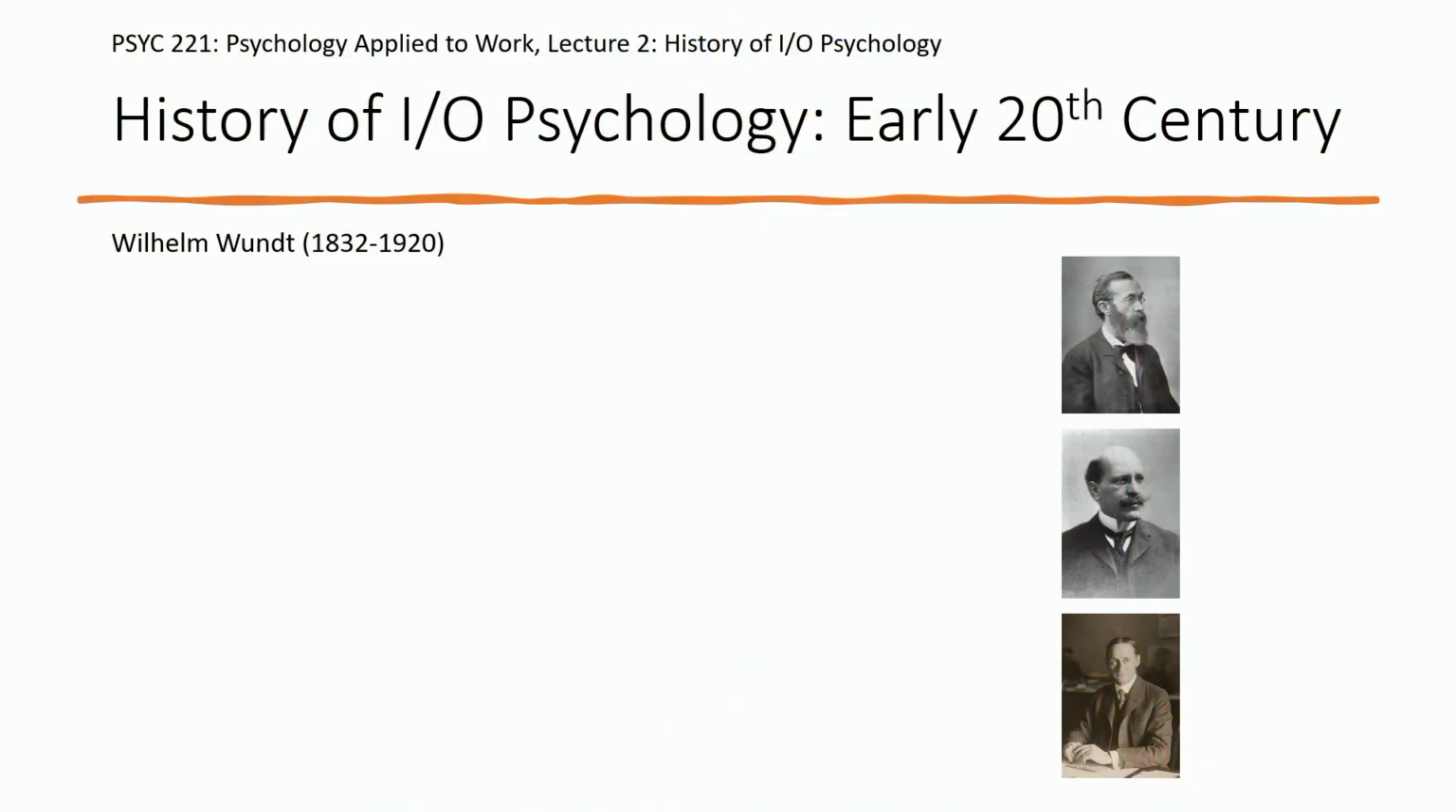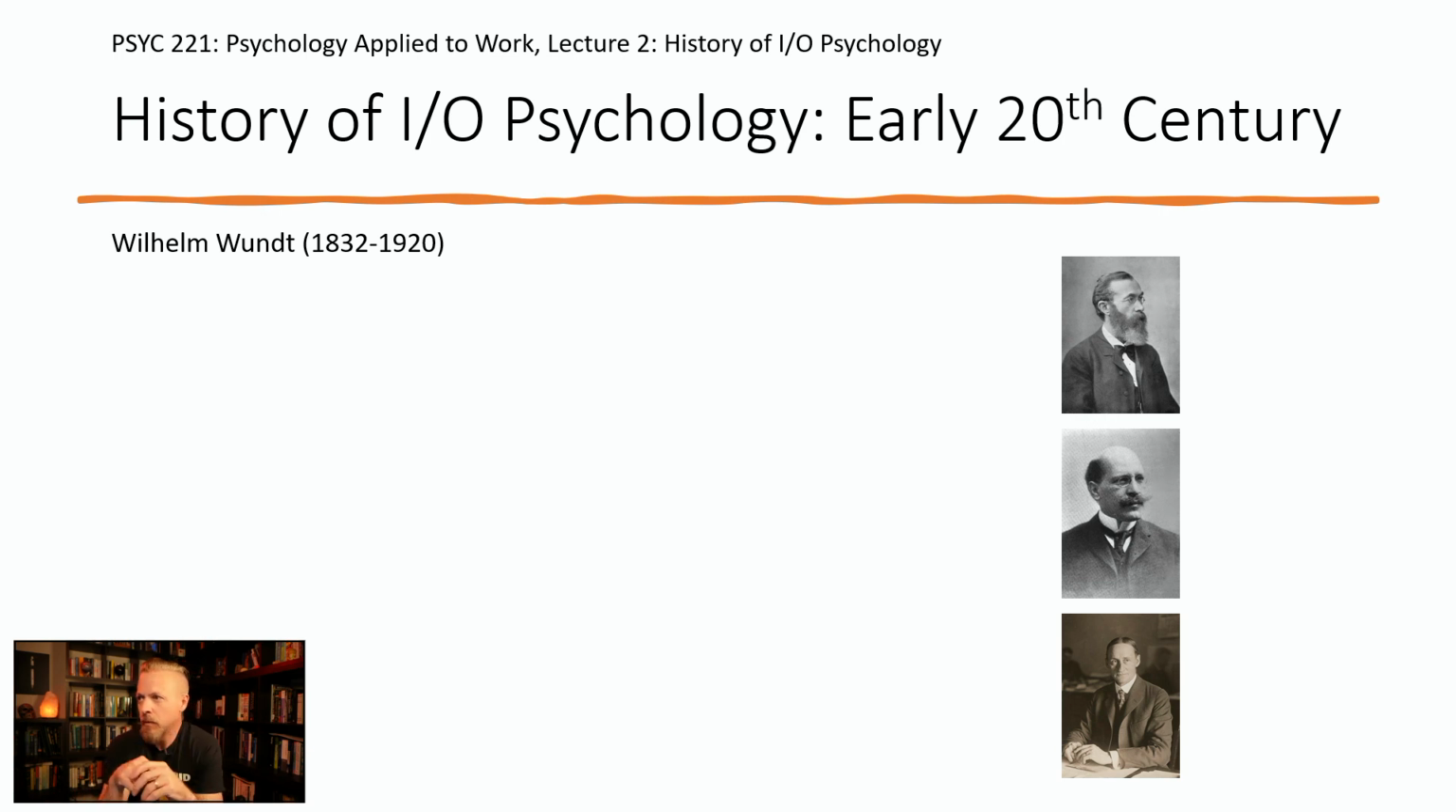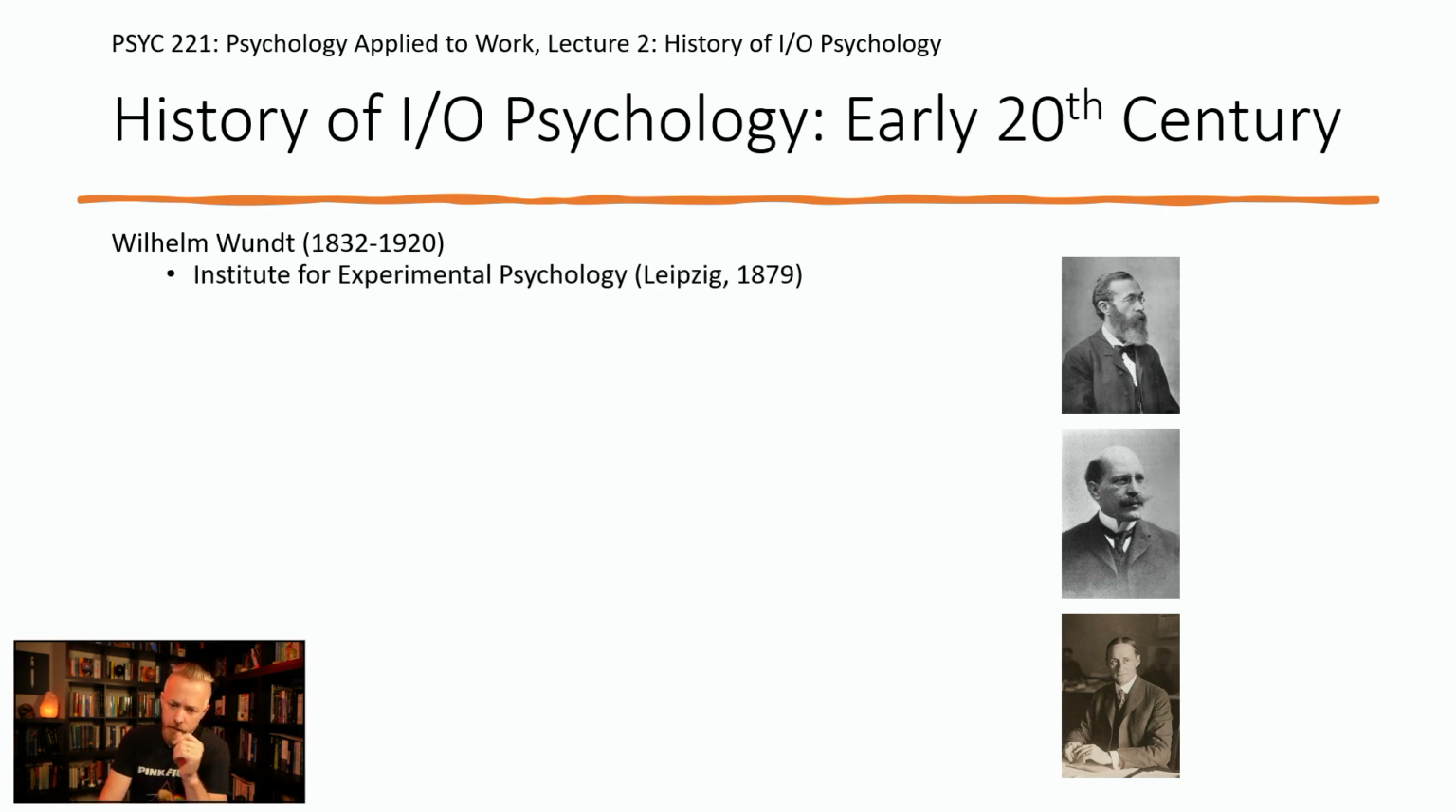Wilhelm Wundt. I'm bad with German pronunciations. We'll start with one of the founders of modern psychology, Wilhelm Wundt, because he's a nice crossover point between the broader domain of psychology and where IO psychology was born. Wilhelm Wundt created the first experimental laboratory. Really, the thing that makes psychology a science.